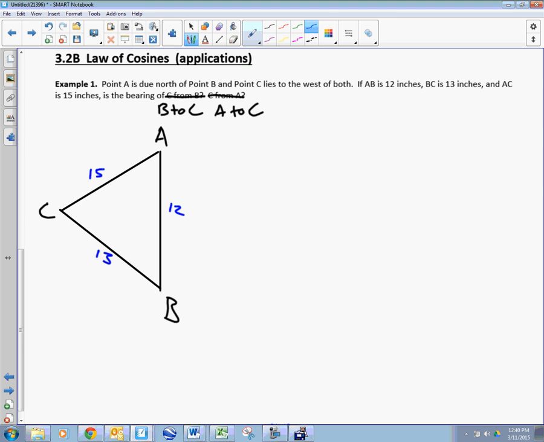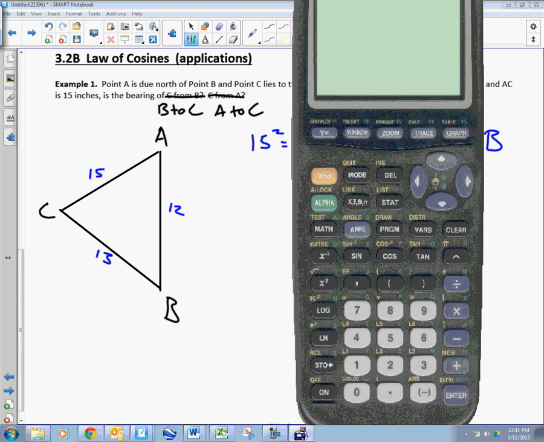So I would say 15 squared is equal to 13 squared plus 12 squared minus 2 times 13 times 12 times the cosine of B. So that's the law of cosines set up for us, which you're excellent at solving because we've had adequate practice for it, and you've done a good job.